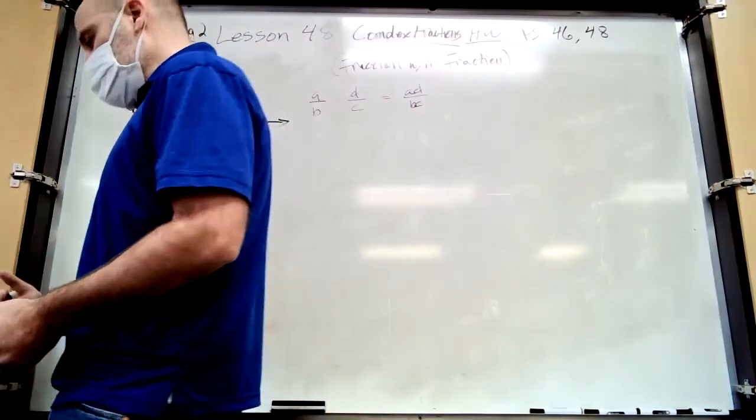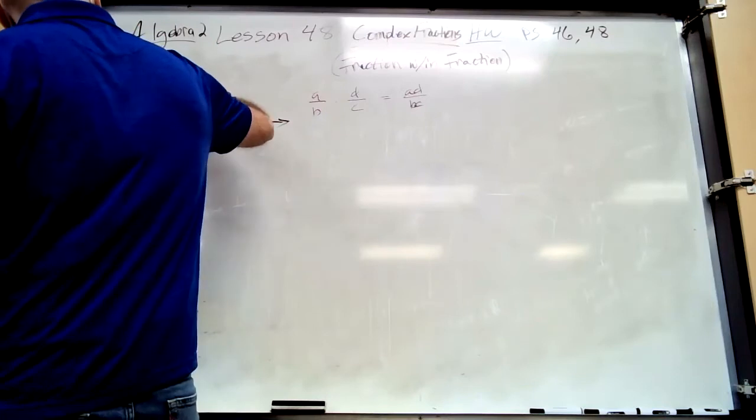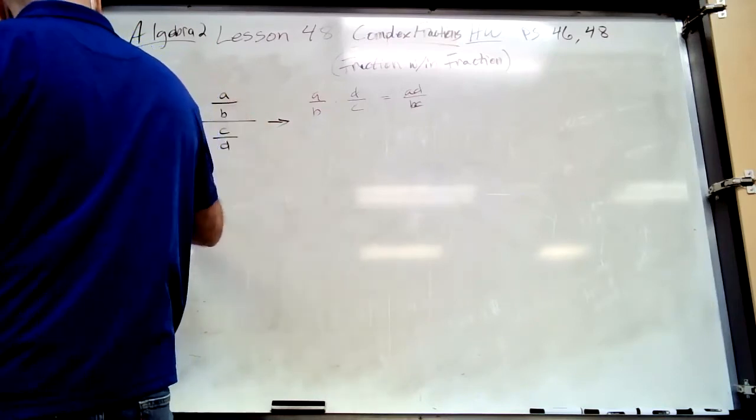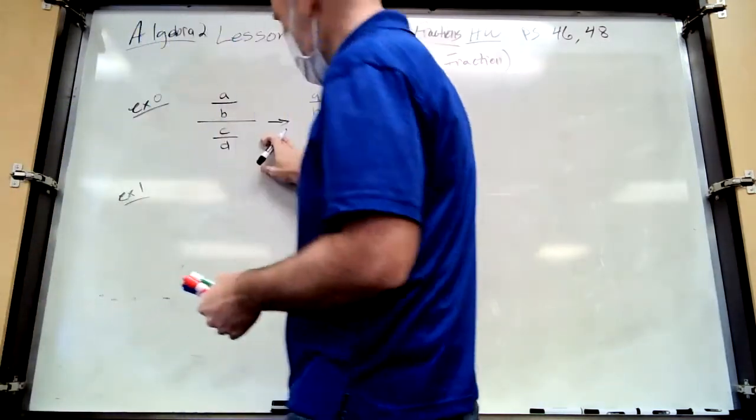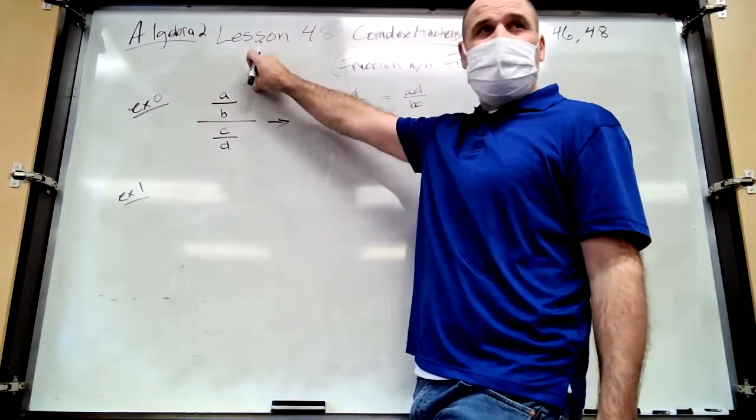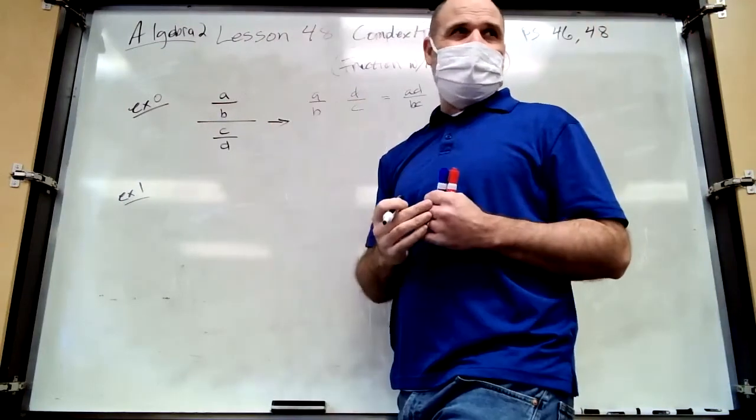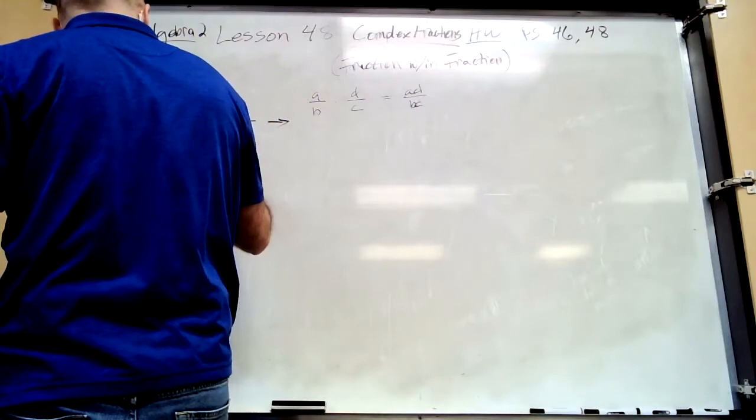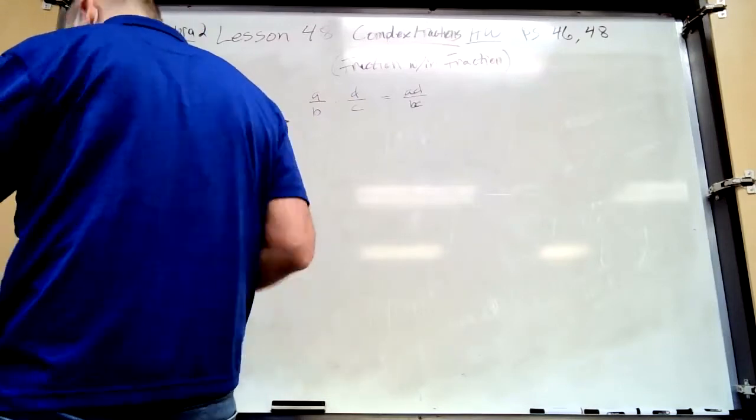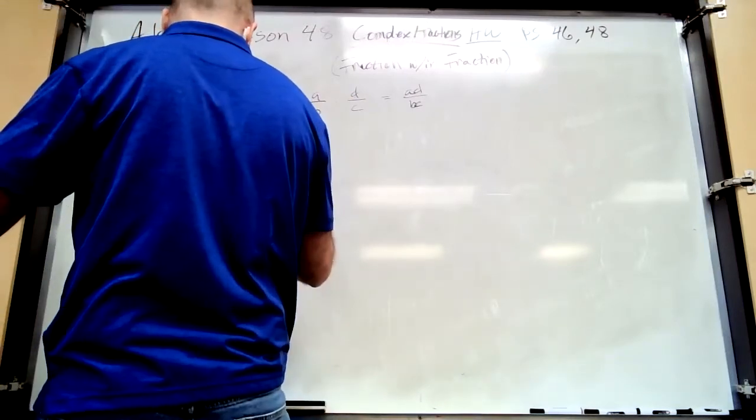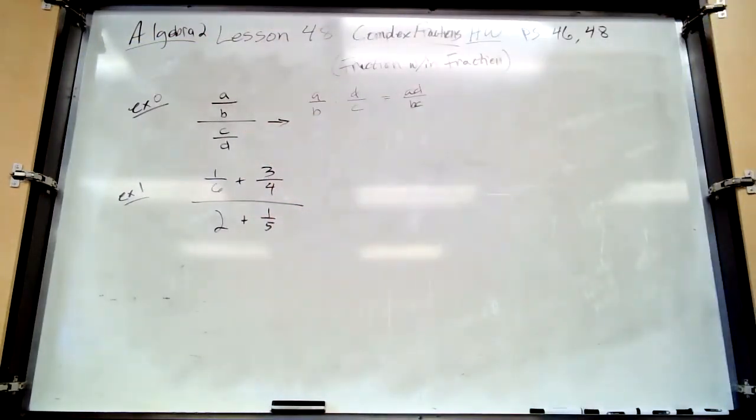This is not example 1, that's example 0. So now we're going to step it up. In order to do this, you have to have one fraction divided by one fraction. So if you don't have one fraction, you have to make one fraction. For example, here's example 1. 1/6 plus 3/4. Is that one fraction? No, but you can make it one fraction. You just have to add them together, right?